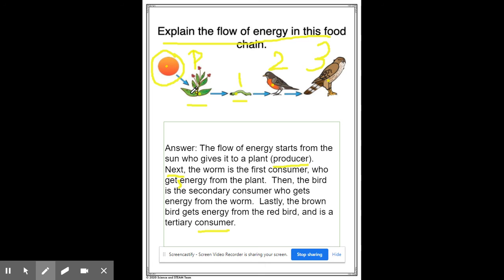If you tried hard and it's pretty similar to my example, you're good to go. If not, please make sure you're filling that in and changing your paragraph so that it accurately reflects the answer in front of you.